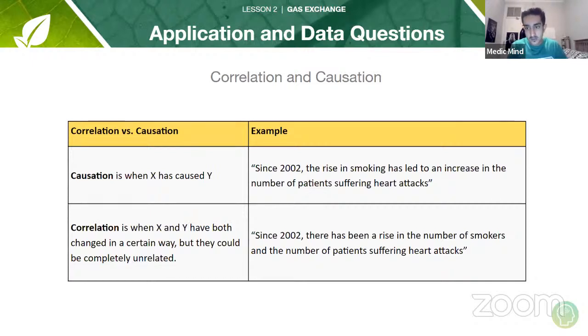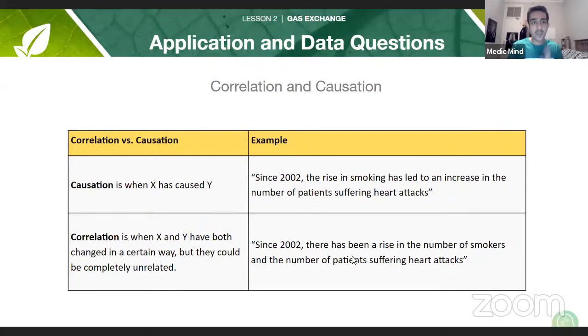So if we talk about since 2002, the rise in smoking has led to an increase in the number of patients suffering heart attacks. Since 2002, there's been a rise in smokers and the number of patients suffering heart attacks. Basically, the idea is that the smoking might be a correlative. It might have an effect on heart attack rate, but it's not going to cause it directly.